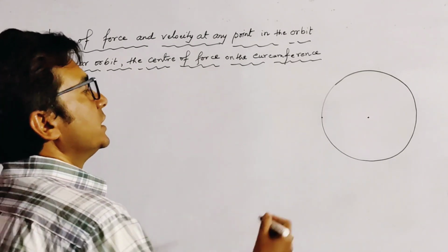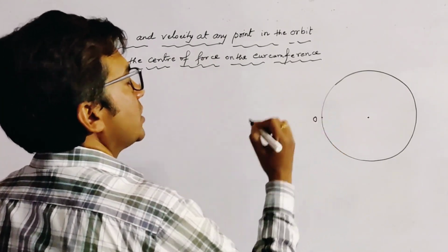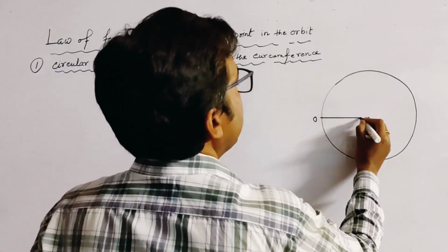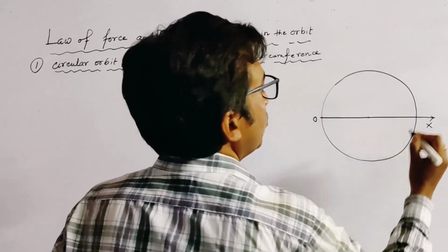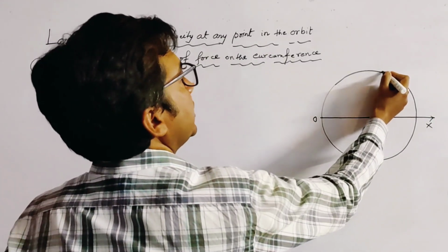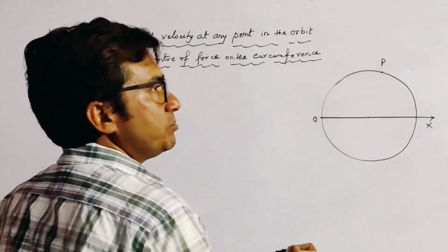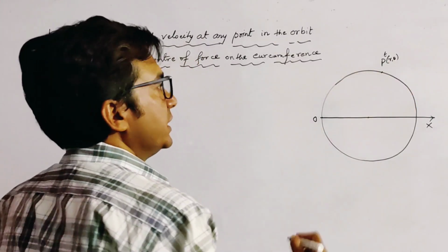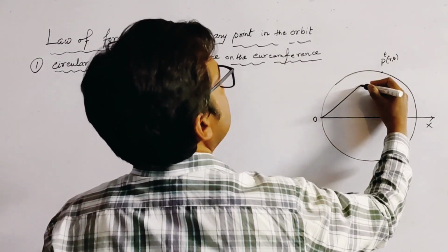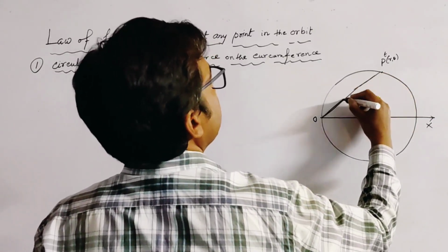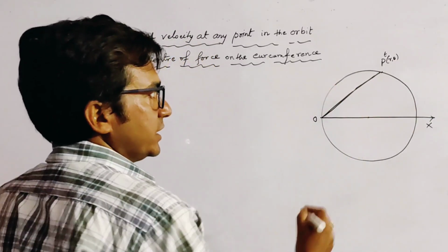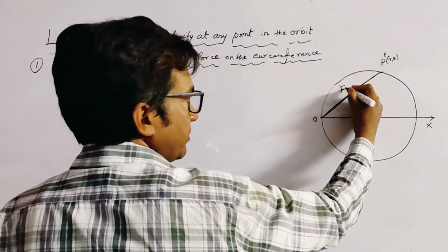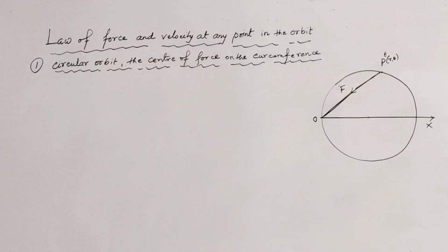Let a point O on the circumference be the center of force. Let this be the initial line, the diameter OX, and at any point P, this is the position P, the coordinates are r, theta at any time T. So the central force acts along this line, and let it be capital F. This is the central force. We have to find this force.